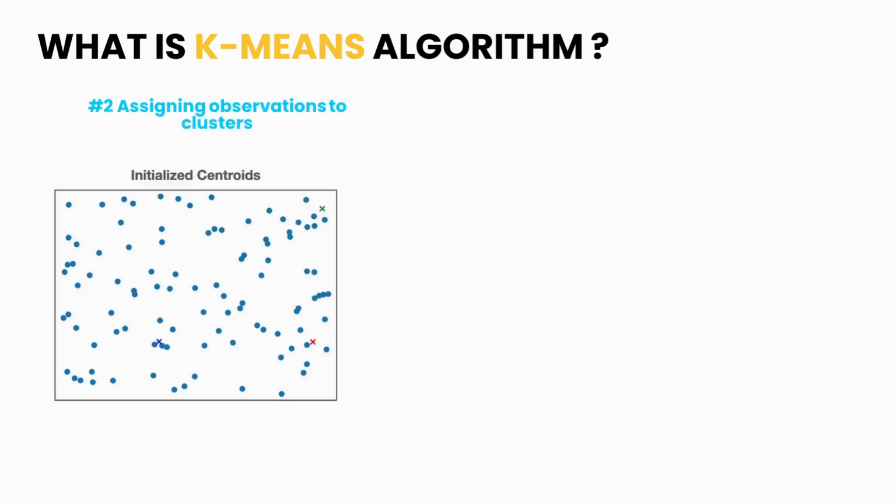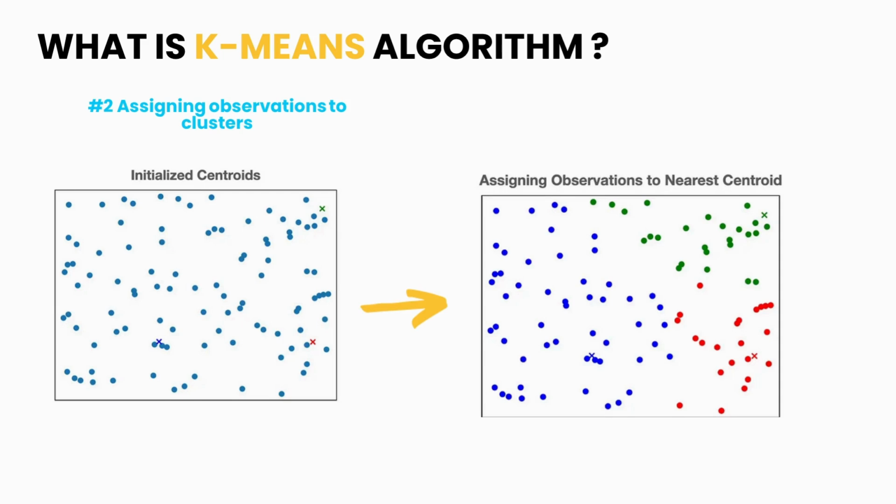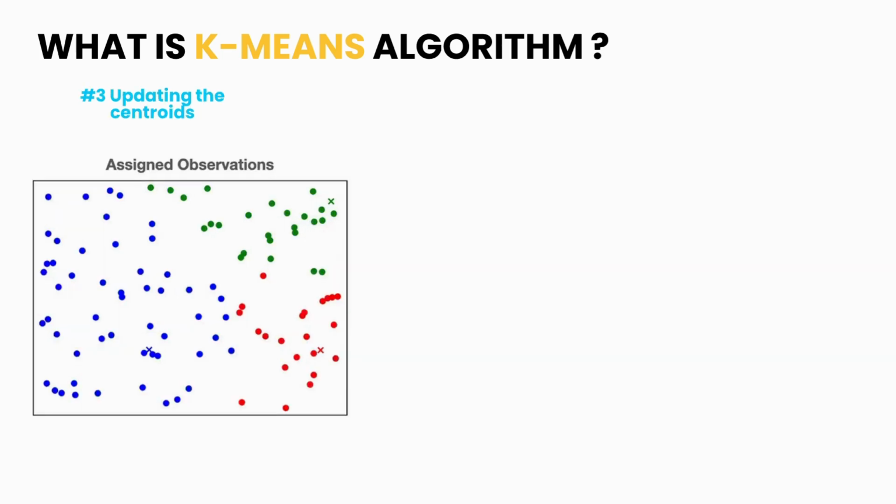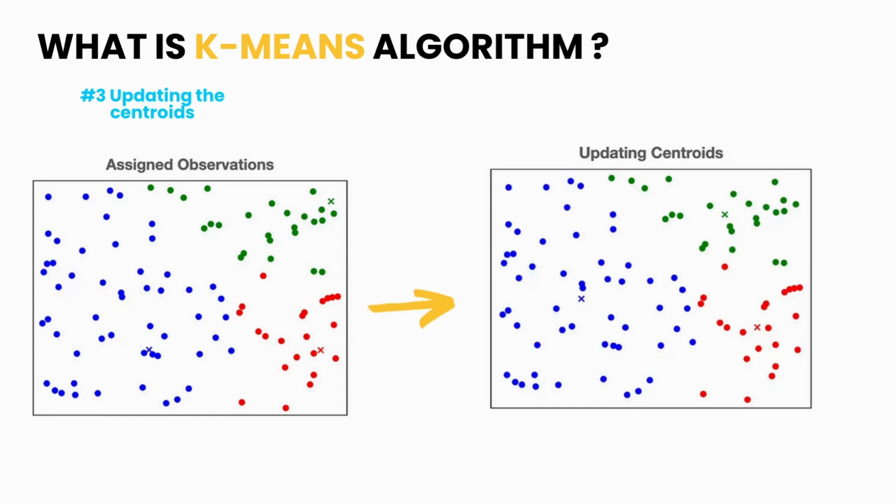Assigning observations to clusters. Now that we have our k-centroids, we assign each observation, data point, to the centroid closest to it. Typically, we calculate closeness using the Euclidean distance. 3. Updating the centroids. Once all of the observations have been assigned to a cluster, we shift the centroid of each cluster to the mean of its assigned observations.